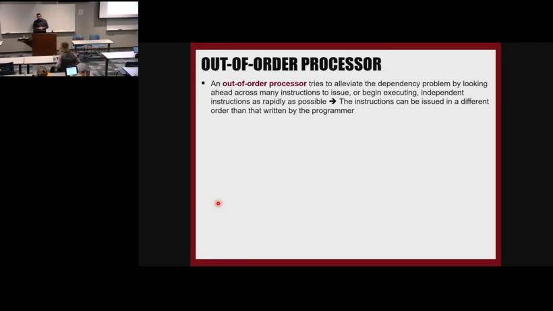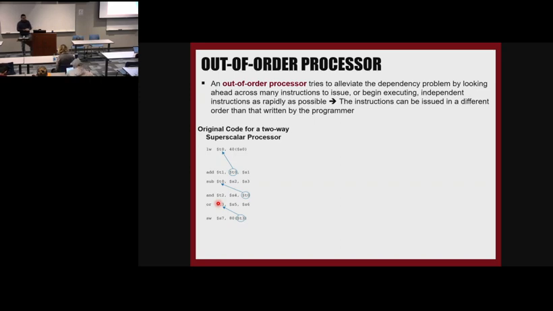Okay? All right, so we have an out-of-order processor. Let's see how it's going to help us. This is the code that we had for a two-way superscalar processor, from the previous slide. We saw these dependencies: T0, we have a read after write dependency here, another read after write dependency here, and another read after write dependency right here. So now let's see what we can move around to fix this problem.